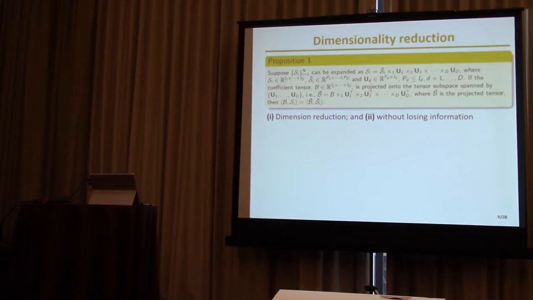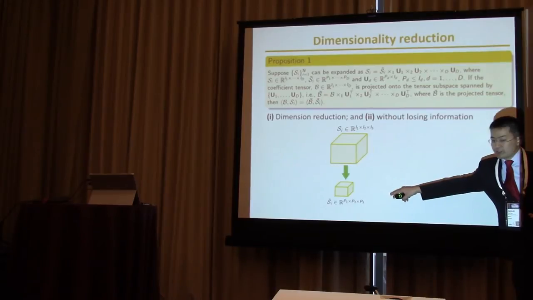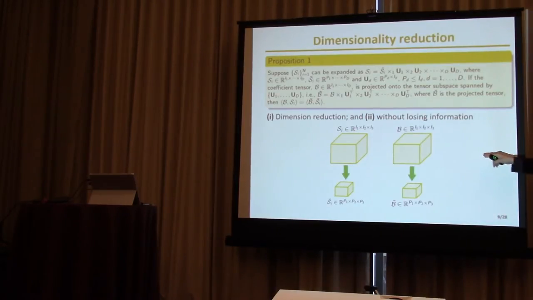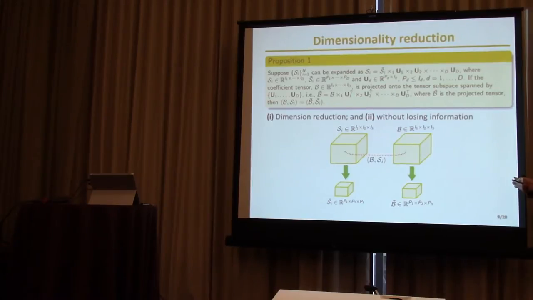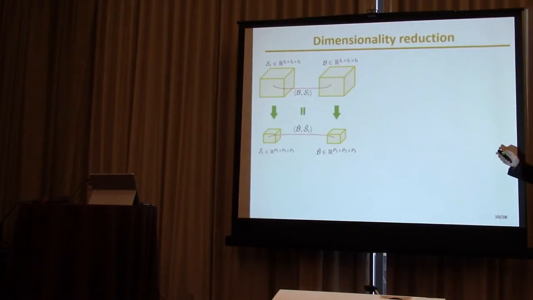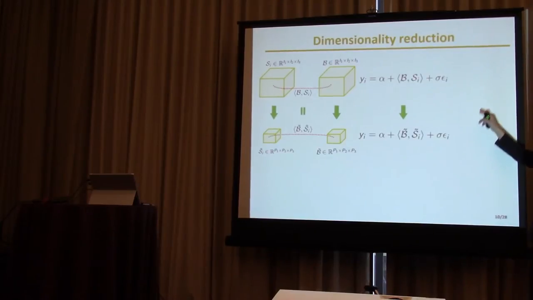Basically, this proposition says that if the image tensors have a low-rank structure in a low-dimensional tensor subspace, we can project that tensor to that subspace to get a projected low-dimensional tensor. And also, we can project the coefficient tensor to that tensor subspace, and also get a projected low-dimensional coefficient tensor. And the inner product of the original tensors equals the inner product of the projected tensors. So we can use this fact to reduce the original regression model to this one. And the number of parameters is accordingly reduced from this one to this one.